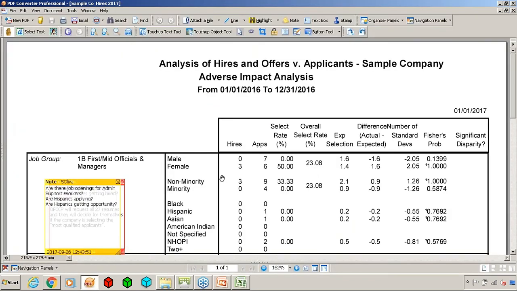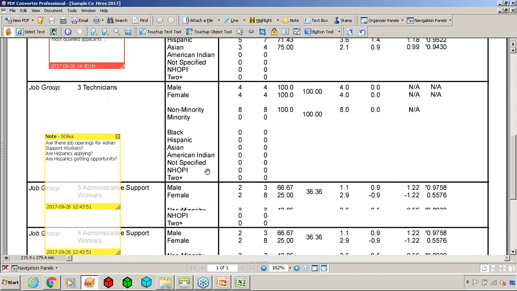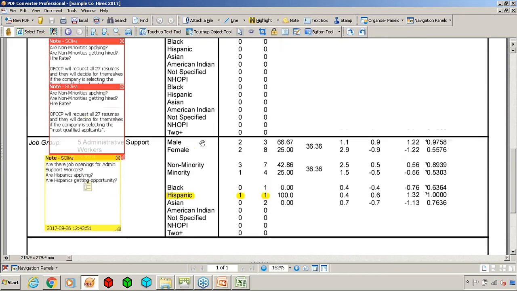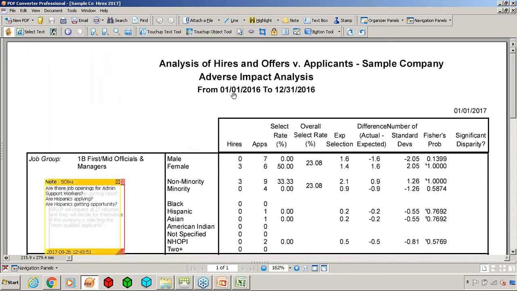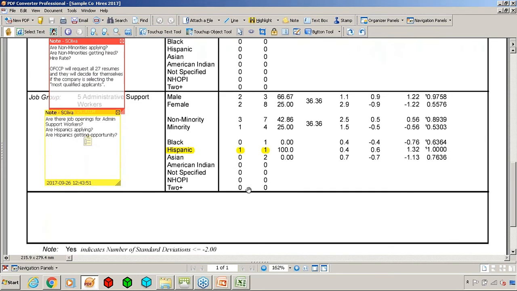These are hires. So we looked at our admin support workers, and we did notice that we were short. We have a placement goal for Hispanics. So this is the next place that the OFCCP goes. They look at your adverse impact analysis. So this is an analysis of your hires and your offers versus your applicants. So this is where your applicant tracking comes in.